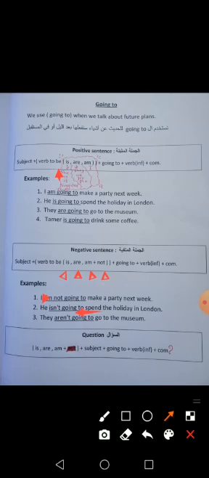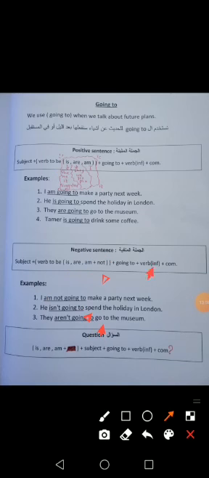And the last example: they aren't going to go to the museum. Just we add not. They aren't going to. Can you see here? We use verb infinitive: go, spend, make. Verb infinitive, فعل مجرد.